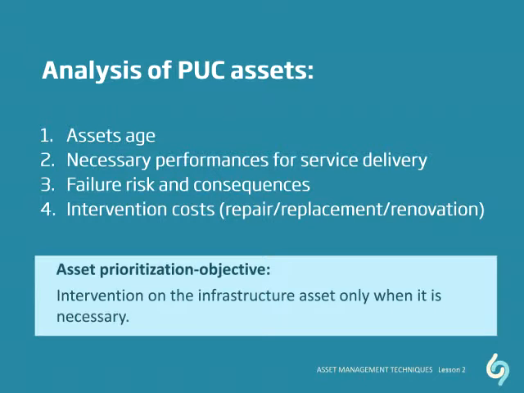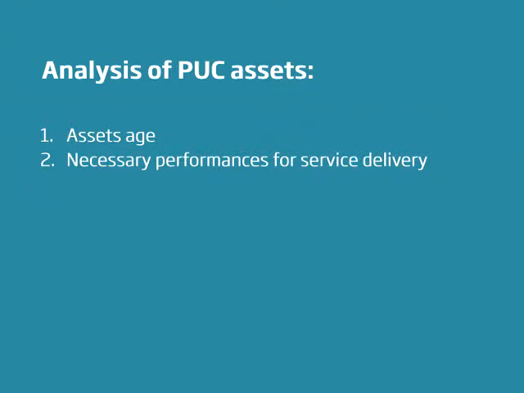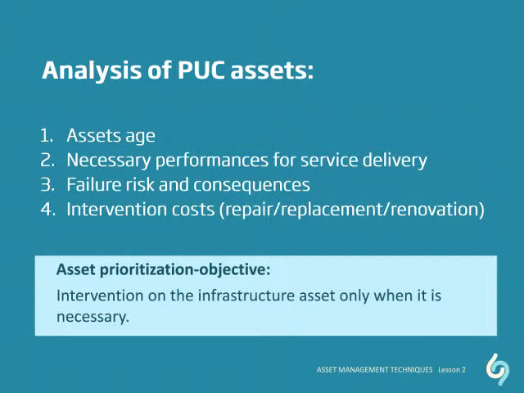In order to answer the key business questions, it is necessary that the public utility company analyze the 1. Asset's age. 2. Desired performance for adequate service delivery. 3. Failure risk and consequences. 4. Intervention costs. Repair, replacement, renovation. Only after the condition, performance and risk assessment is completed, it will be possible to do the prioritization of infrastructure assets. Interventions on infrastructure assets should be done only when it is necessary.